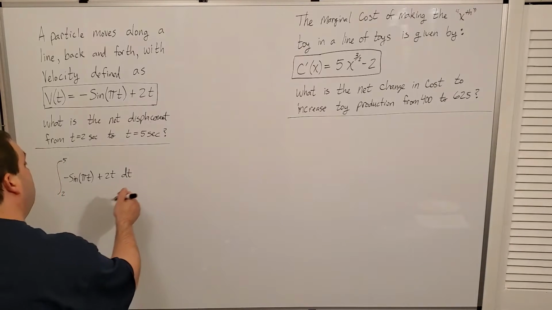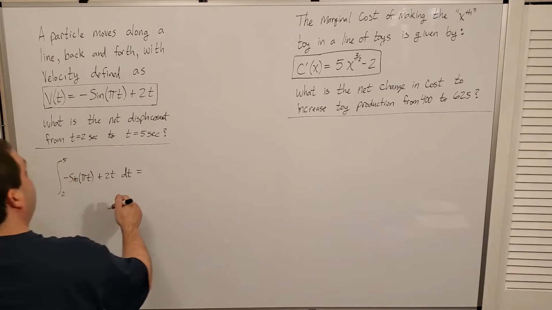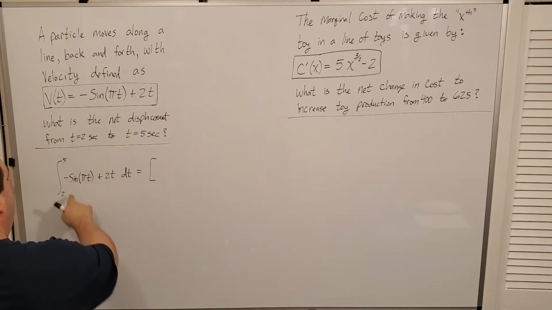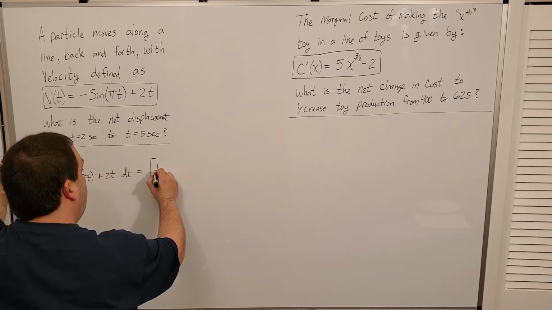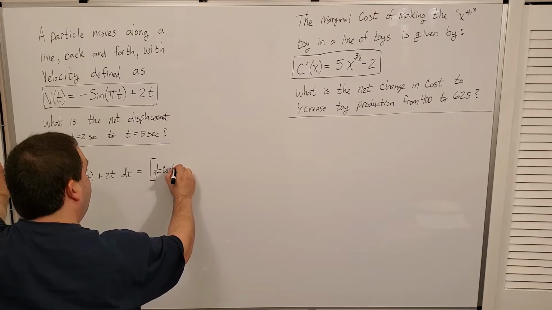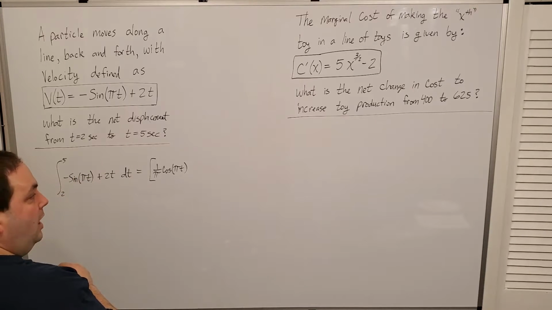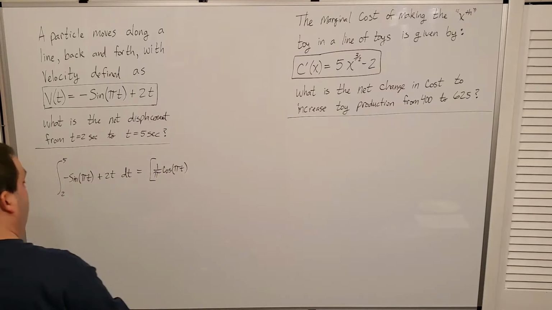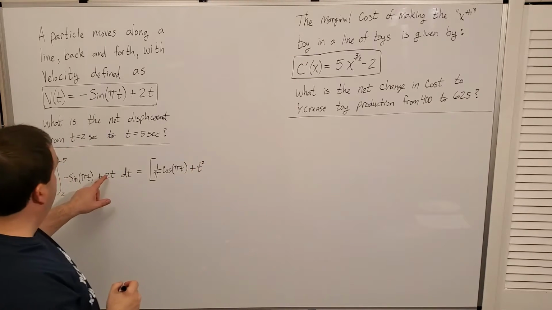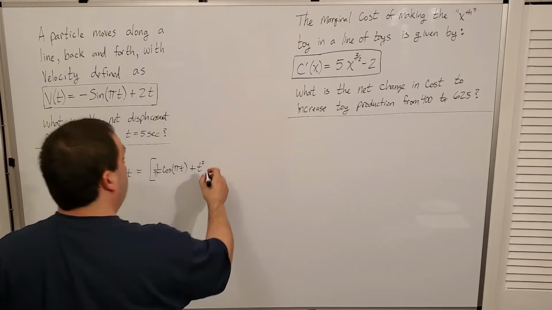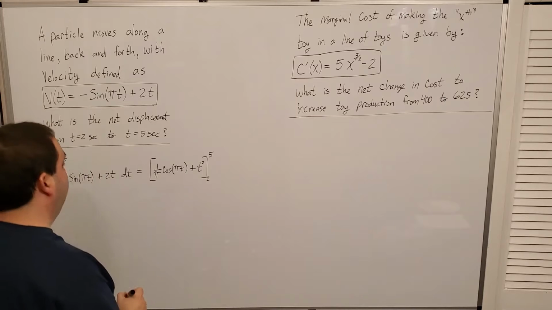All right, so then this is going to be equal to my antiderivative of negative sine pi t. That's going to be 1 over pi cosine of pi t. Remember, we had the formulas for whenever you have the multiplied number, you divide by the multiplied number on the inside. Plus t squared, right? Because new power, divide by the new power. And then that's going to be measured from 2 to 5.